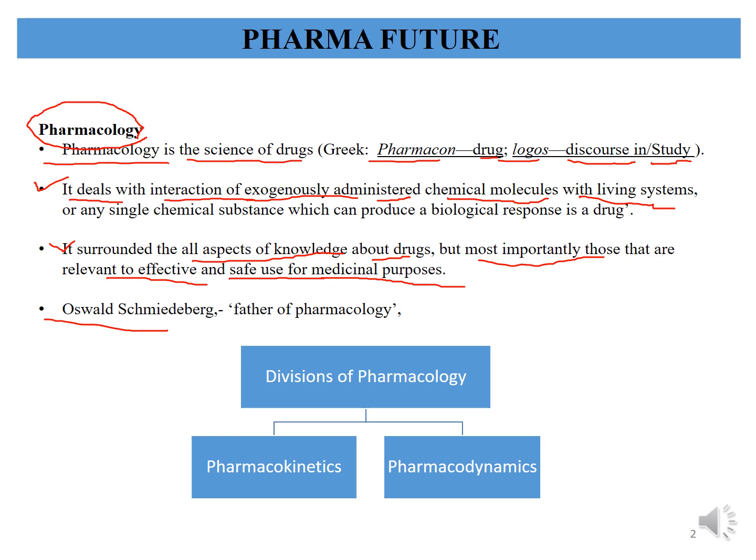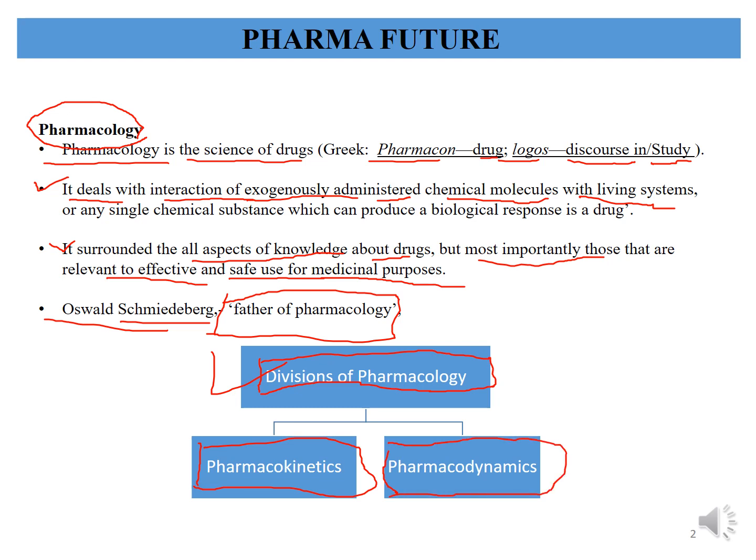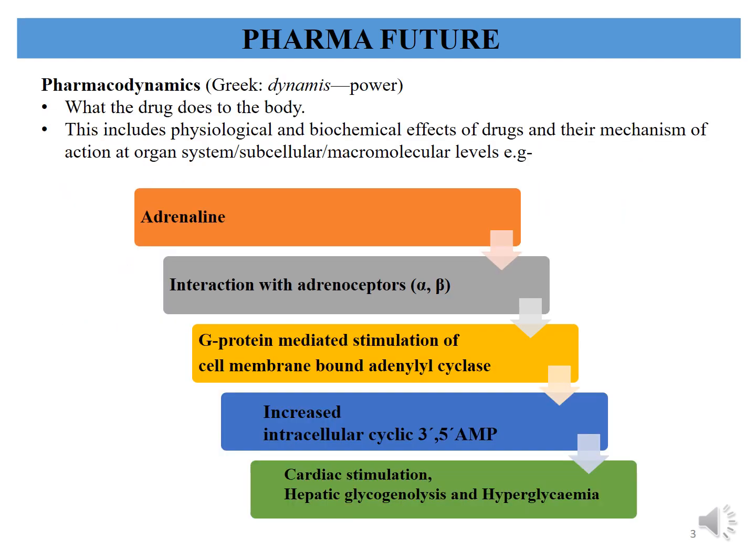Oswald Schmiedeberg is the father of pharmacology, and pharmacology is broadly divided into two divisions. First, pharmacokinetics, and second, pharmacodynamics. First, we will learn pharmacodynamics. Dynamics means power. In pharmacodynamics, we study what the drug does to the body.